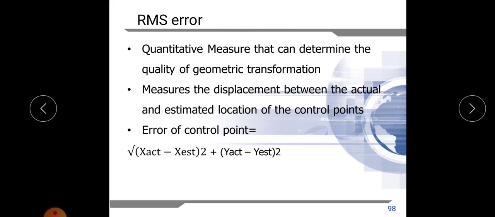The next topic is RMS error. RMS error is a quantitative measure which can determine the quality of geometric transformation. So in order to measure the quality of the geometric transformation, we use RMS error. It measures the displacement between the actual location and the estimated location of the control points.